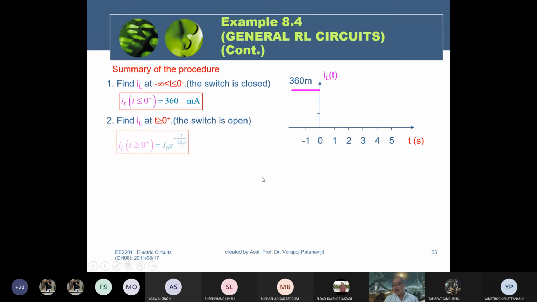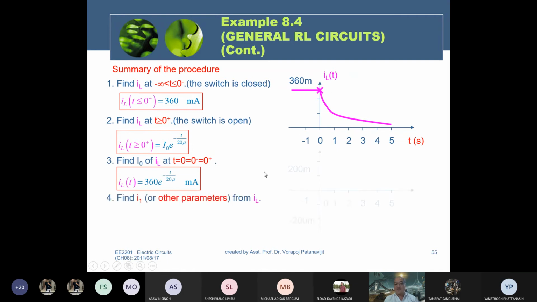The switch is open, and you remove the source from the circuit. It makes the inductor current, and the other currents in the circuit, gradually drop in exponential form. For time greater than 0 and time less than 0, it's equal. You can find I0 at that point, the marked point.